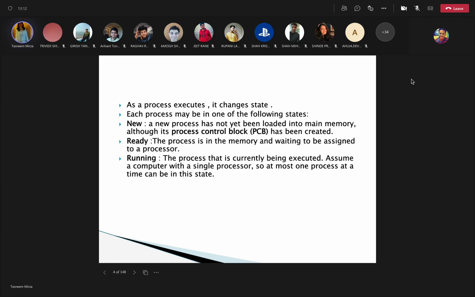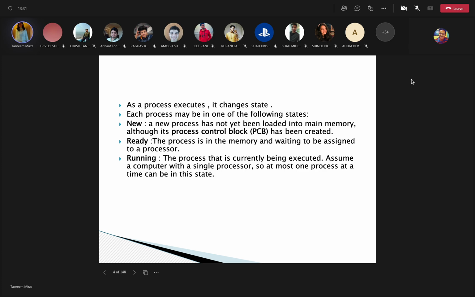How many processes can be in the ready state? That depends on the degree of multi-programming. Yeah, very good. That depends, but there can be many. There can be many processes in the ready state, but if I am talking of a single processor system, there has to be only one process in the running state.